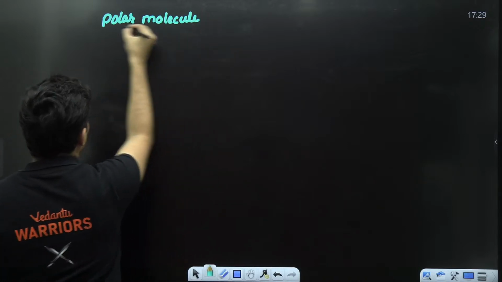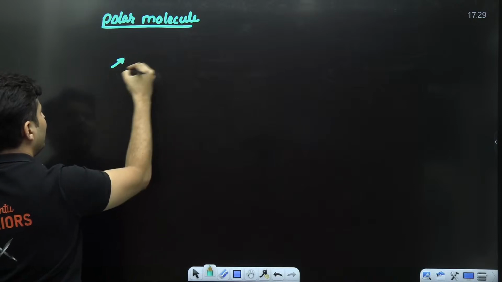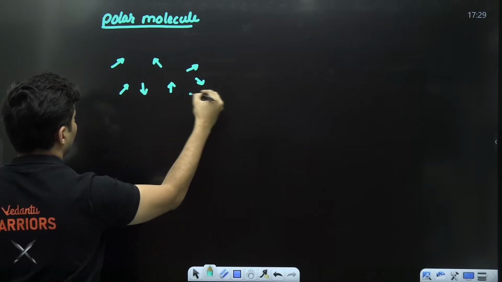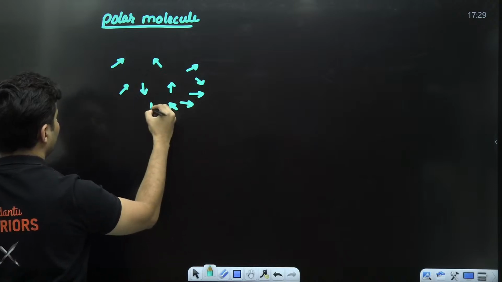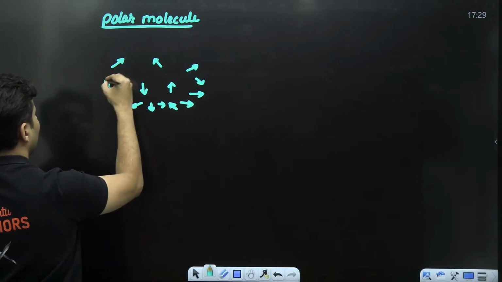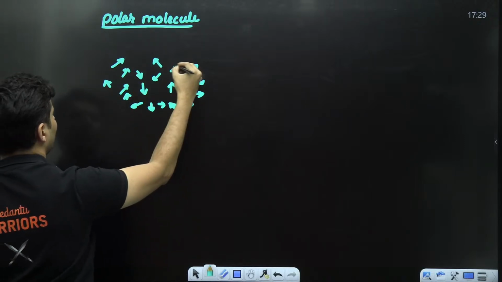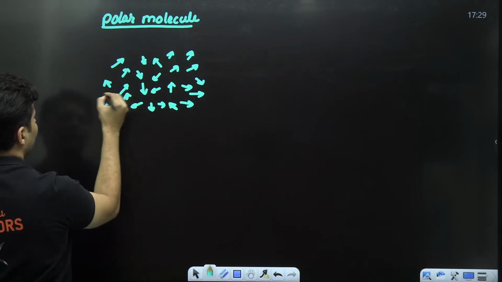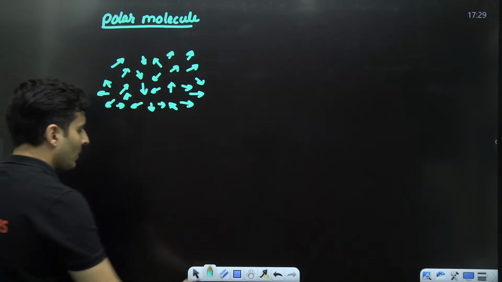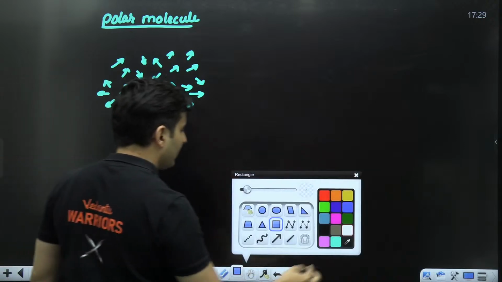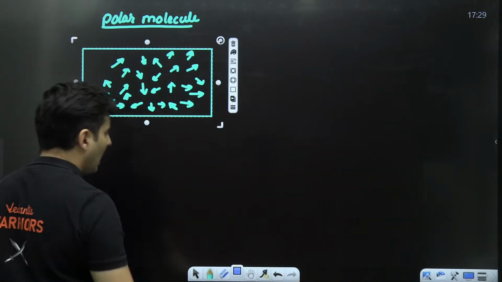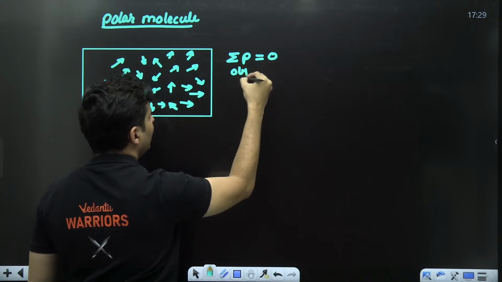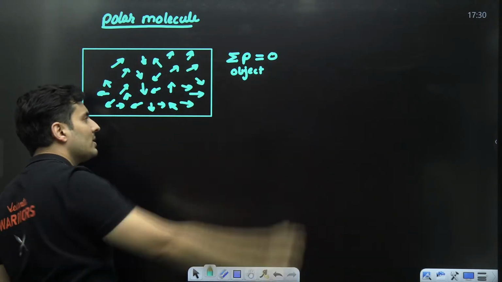For a polar molecule, what happens is, there are polarities, positive and negative, inside that substance, and they are oriented randomly everywhere in that particular object, like this. That is what you will see. There is no particular system as such. And because of which, what can we say, my dear warriors? They are oriented randomly. So as an object as a whole, what would be the net dipole moment? The net dipole moment will be 0 for that entire object, although individual molecules have dipole moment.